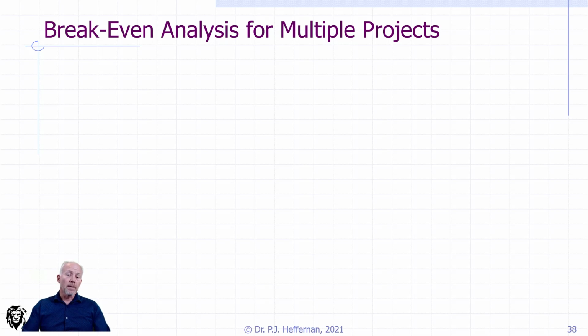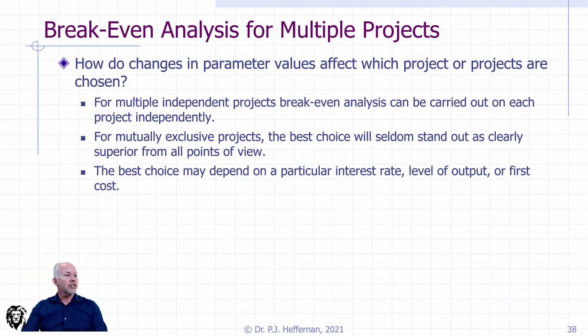Now, when we look at multiple projects, it's a little bit different, a little bit more complicated, and perhaps even more useful. So how do changes in parameter values affect the project or projects that are chosen? So easy enough, as we just saw, for multiple independent projects. For break-even analysis, you just carry it out on each project independently. You choose the parameters which are important to you or you think have the greatest uncertainty, and you verify the sensitivity, and you can get to those thresholds.